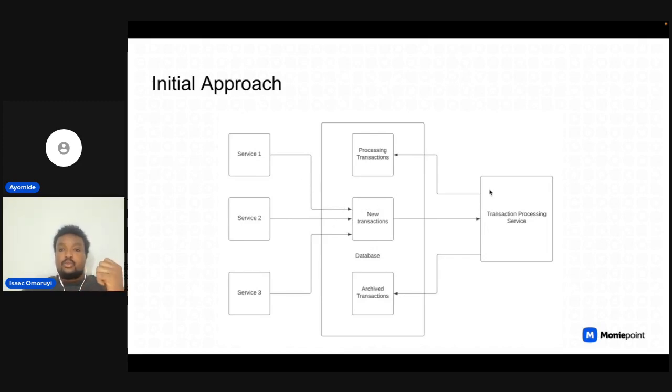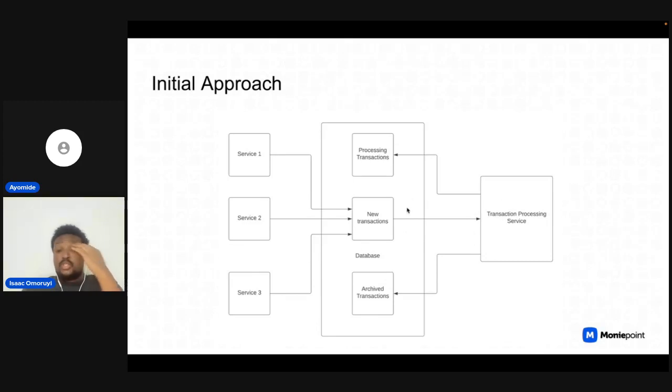Then we have our service that we build. Let's call it the transaction processing service. So this guy reads these transactions from here. It has three different jobs running at the same time. The first job just goes ahead and reads the transactions from this particular table, right? These are transactions that are to be processed.